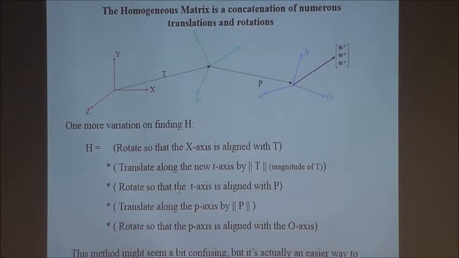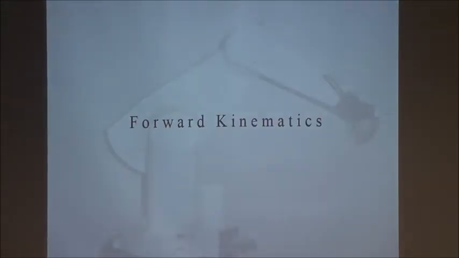So that's what we just said. Rotation, rotate. So the homogeneous matrix is a concatenation of numerous translation and rotation. Okay. So this is basically a text describing that you could also rotate first, then go to translation. You could commute between them.